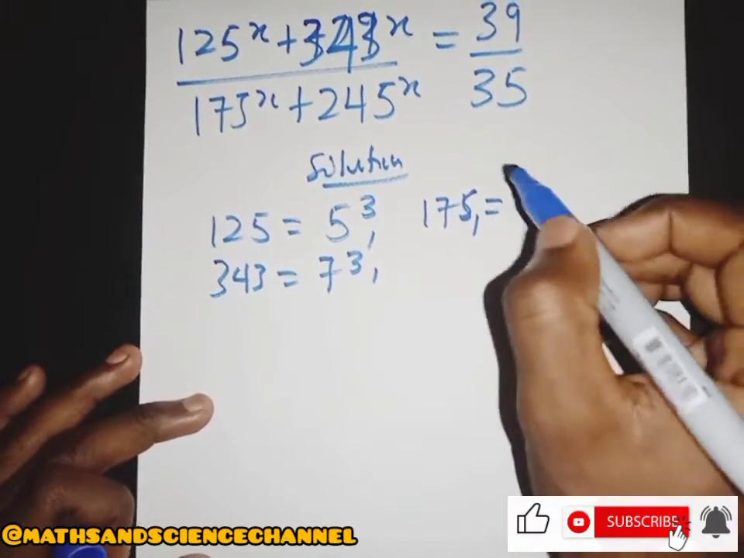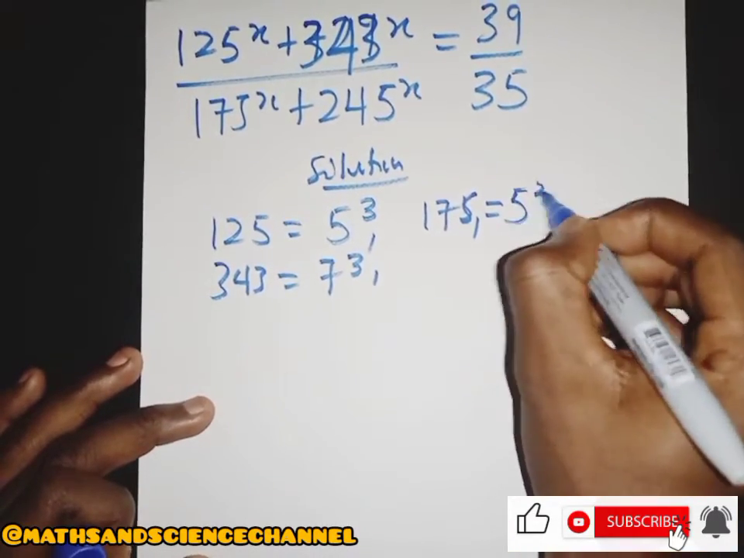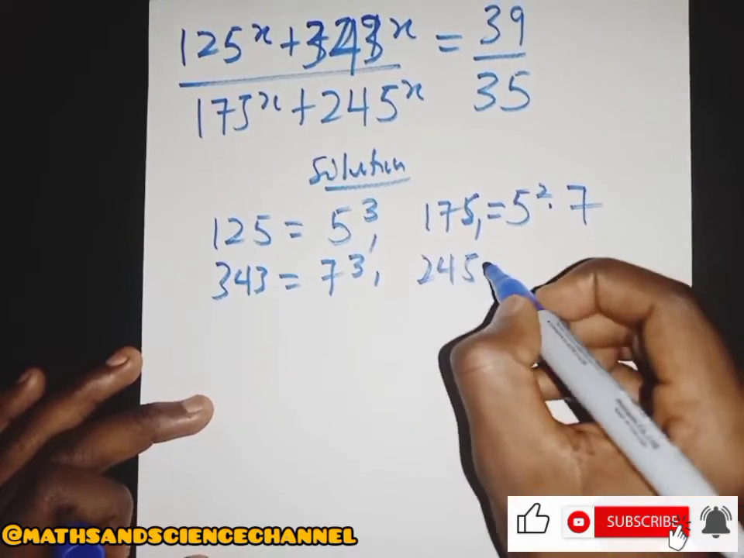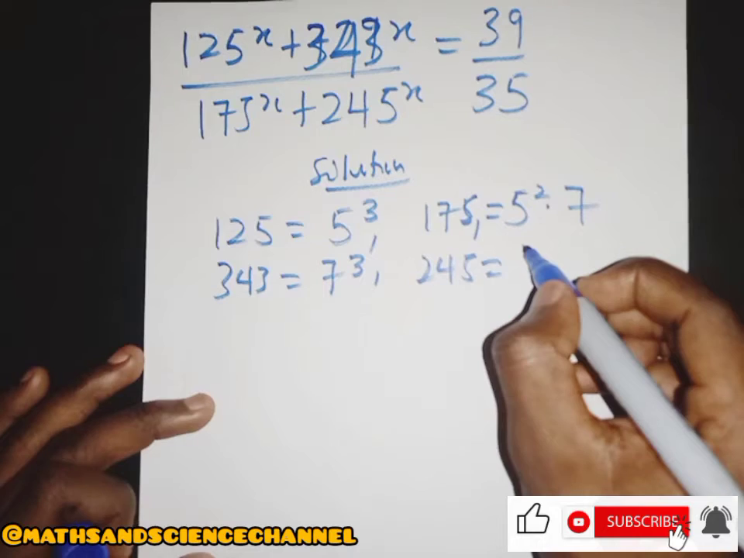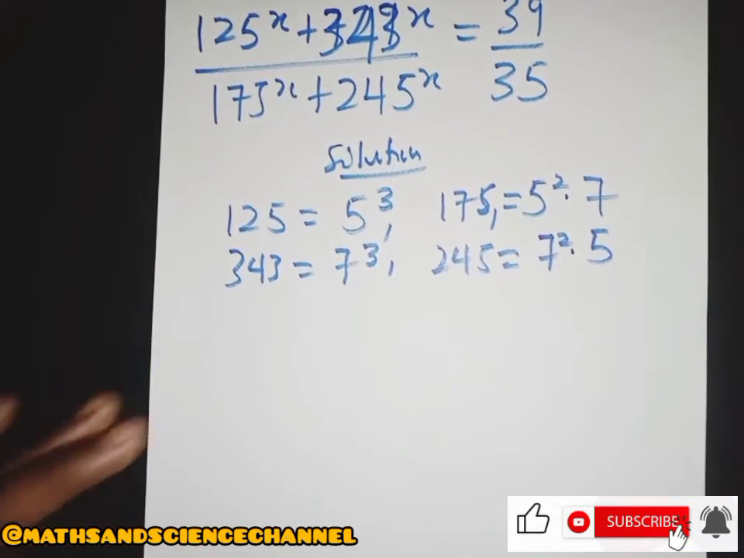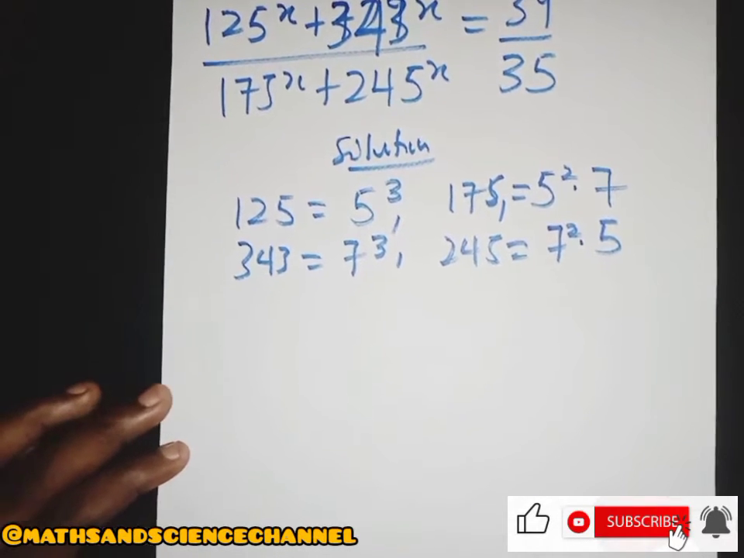With the 175 we can have 5 to the power squared multiplied by 7, and then also 245 here we can have 7 squared then multiplied by 5. So we can have something like this. So we just have the base of 5 and also the base of 7 in each one of them.